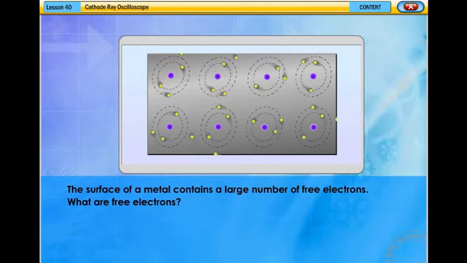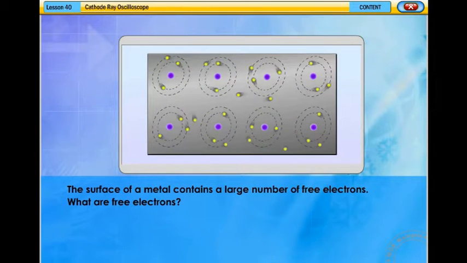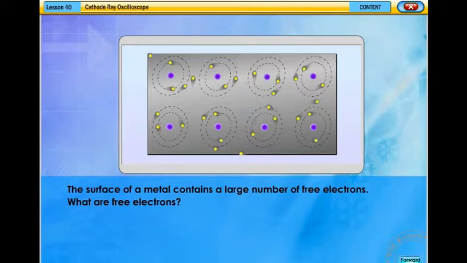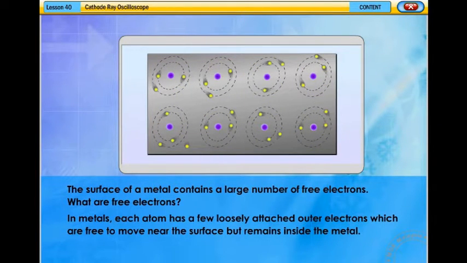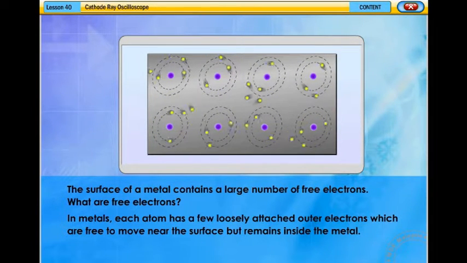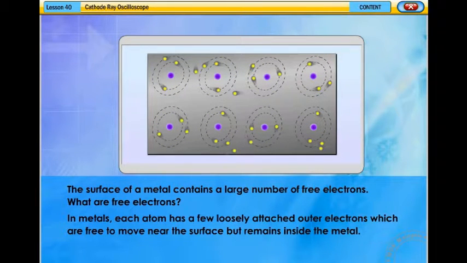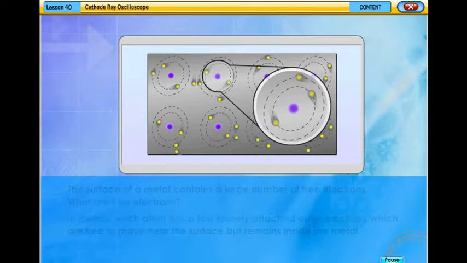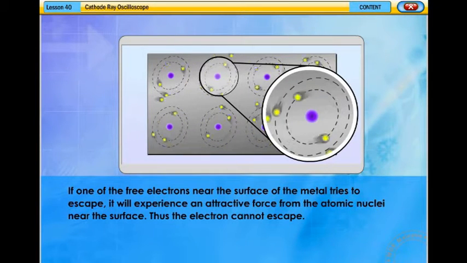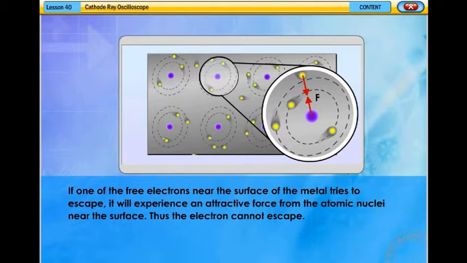The surface of a metal contains a large number of free electrons. What are free electrons? In metals, each atom has a few loosely attached outer electrons which are free to move near the surface but remain inside the metal. If one of the free electrons near the surface of the metal tries to escape, it will experience an attractive force from the atomic nuclei near the surface. Thus, the electron cannot escape.